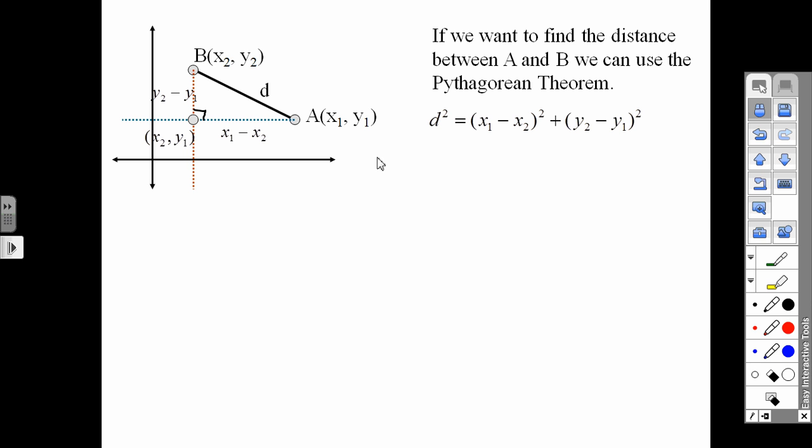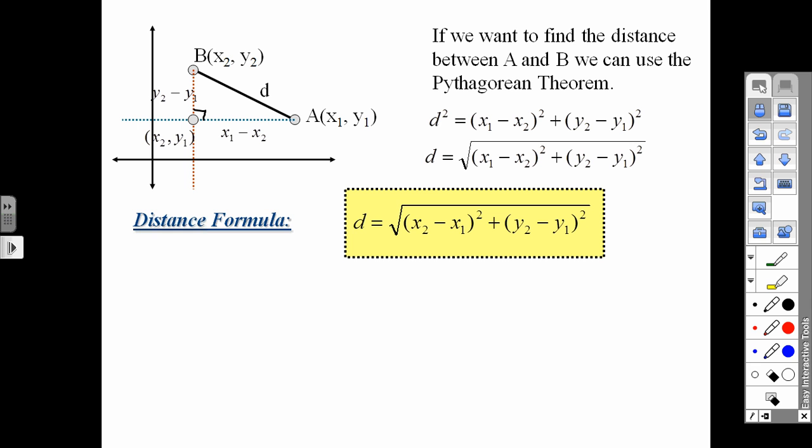Okay, now we don't want to solve for d squared, we're trying to solve for d. So since d is being squared, to undo a square, you take the square root of both sides. So that's how we get d is equal to the square root of (x1 minus x2) quantity squared plus (y2 minus y1) quantity squared. And that is your distance formula.